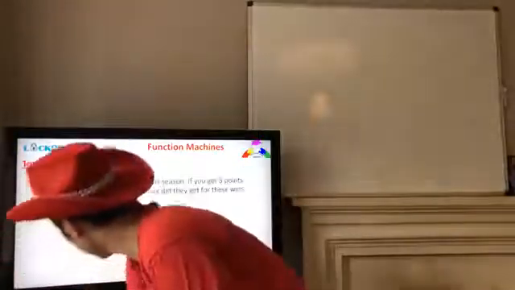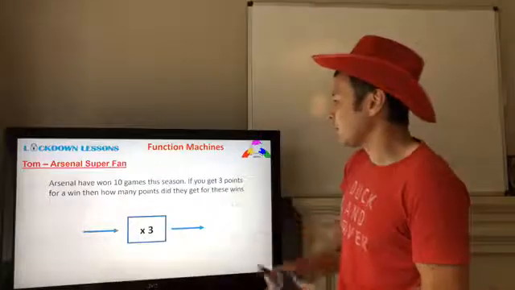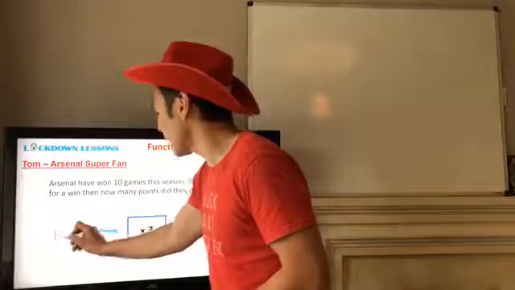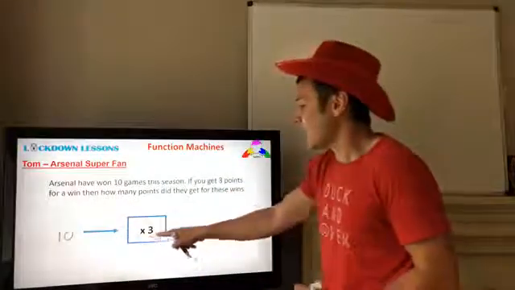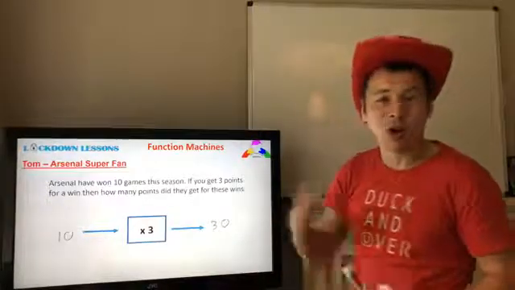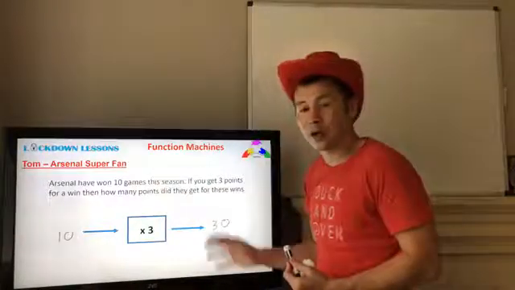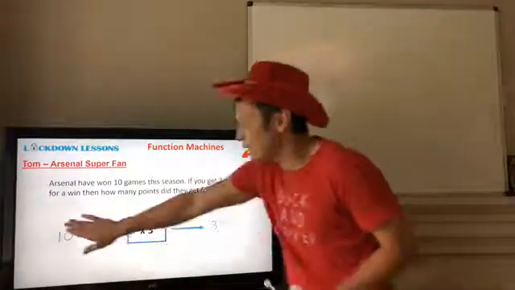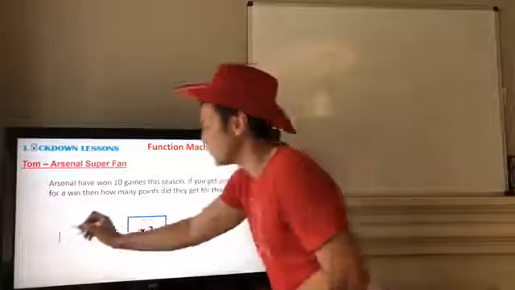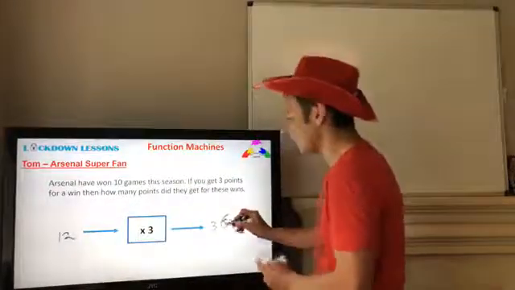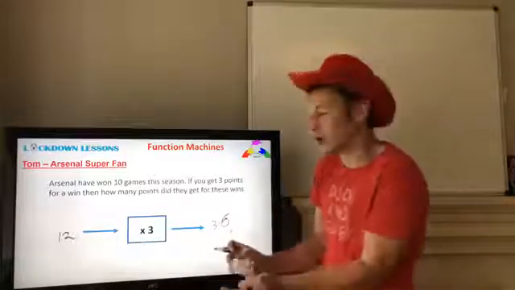So our function machine here: if Arsenal won 10 games this season, and you get 3 points for a win, we will put this number in, they've won 10 games, and we will say times it by 3, and the output is 30. Okay, it's how we work problems out in our head. This is how our heads are working inside. So we put the 10 in, we times it by 3, we get 30. If they won 12 games, we could just put 12 in, couldn't we, to get 36. So it's like a formula, it tells us how to work it out all the time.